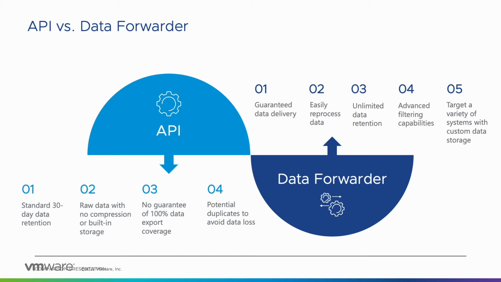You may be wondering why you should use the Data Forwarder instead of just calling the Carbon Black Cloud APIs directly. While the APIs are perfectly suitable in many scenarios, the Data Forwarder provides some specific benefits that may be a better fit for your organization. The first is data retention. The data retrieved from the APIs is only retained for a standard 30 days. If your organization needs to retain data for a longer period of time, the Data Forwarder provides the option for unlimited data retention through storage in your AWS S3 bucket.